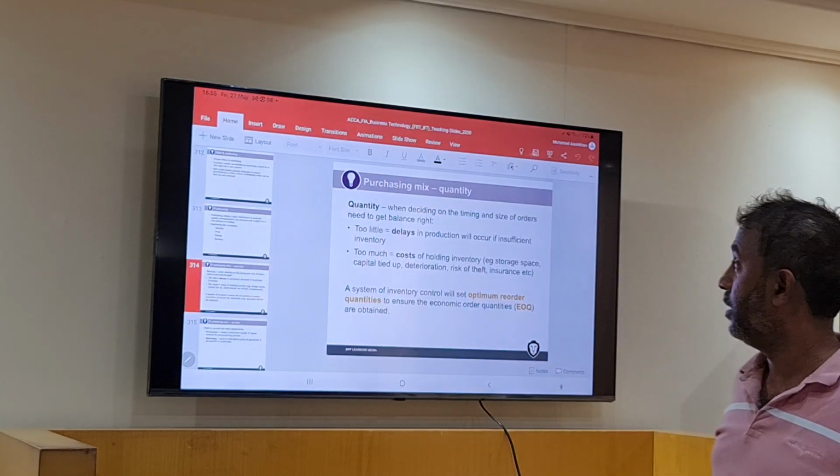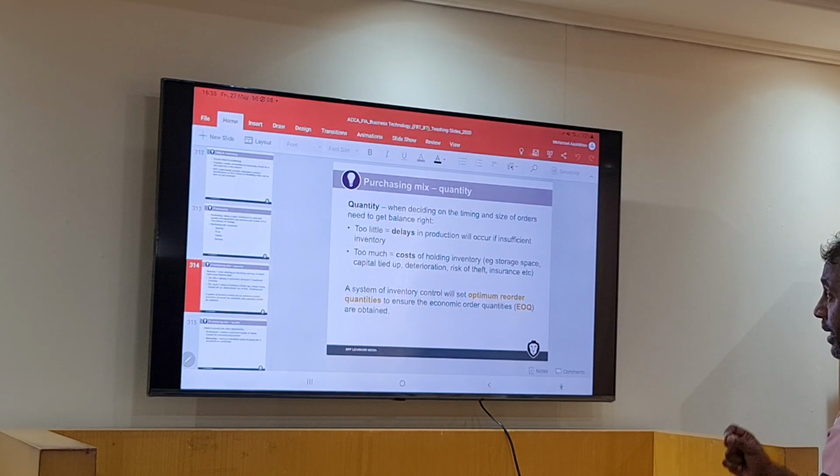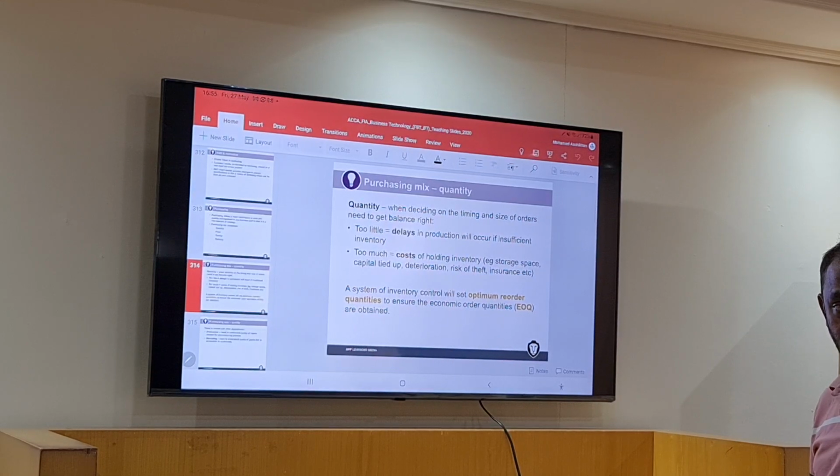Quantity. When deciding on the timing and size of orders, you need to get the balance right. Too little, delays in production will occur if insufficient inventory. I don't know whether you have studied inventory levels in F2. Minimum inventory, maximum inventory, still not studied. So you study there. There is also what we call the lead time.